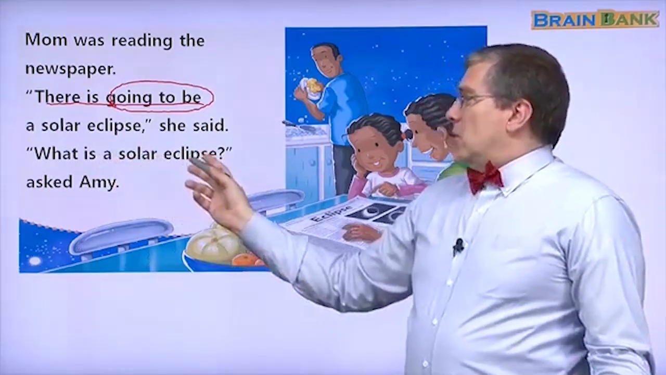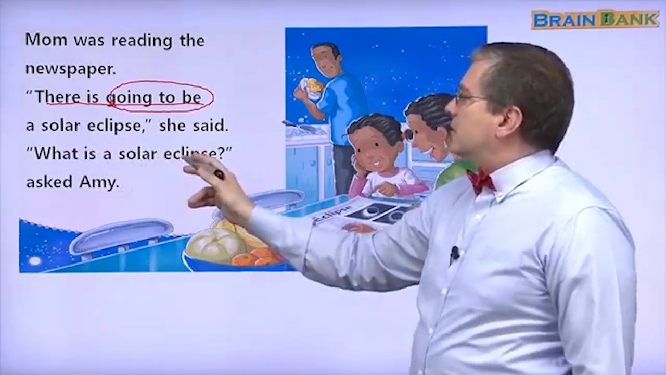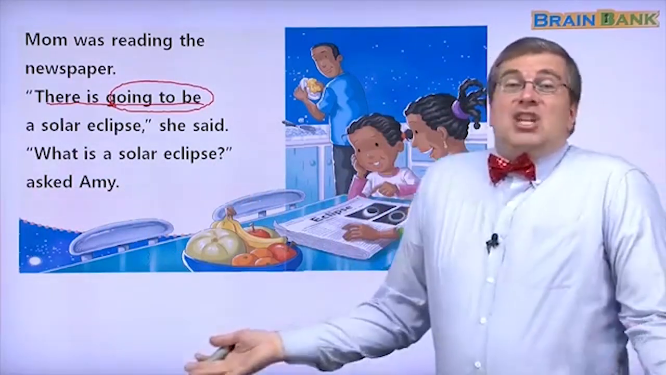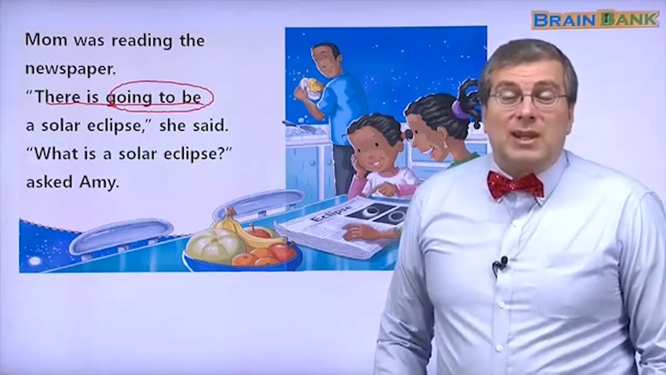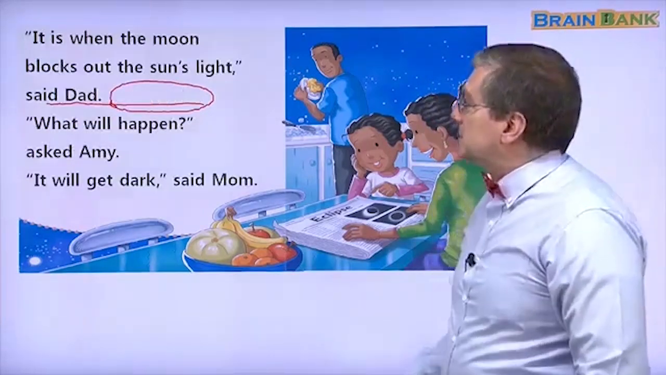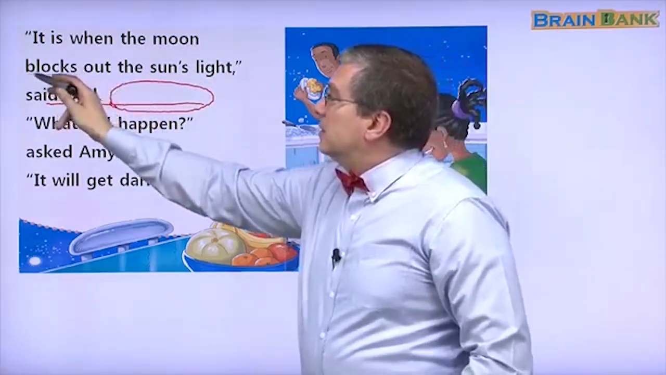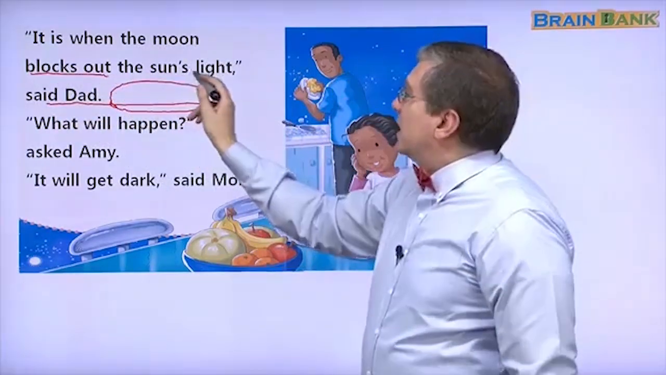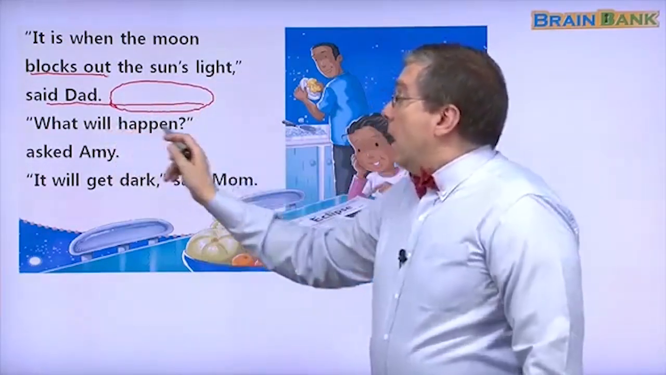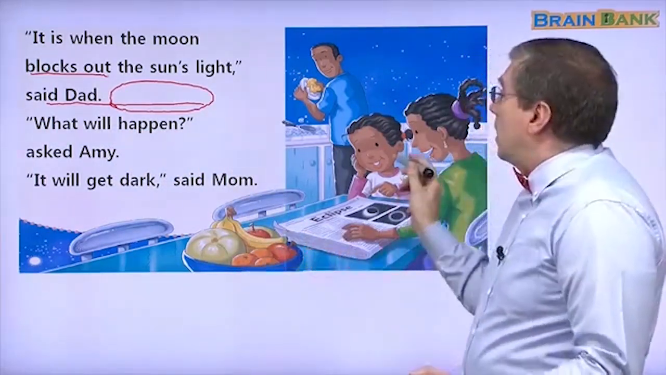What is a solar eclipse, right? 일식 뭐예요, right? What is a solar eclipse? Asked Amy. Here is Amy. She doesn't know what a solar eclipse is. Do you know? Let's find out. It is when the moon blocks out the sun's light, said Dad. Here is Dad. What will happen, right? What will happen?